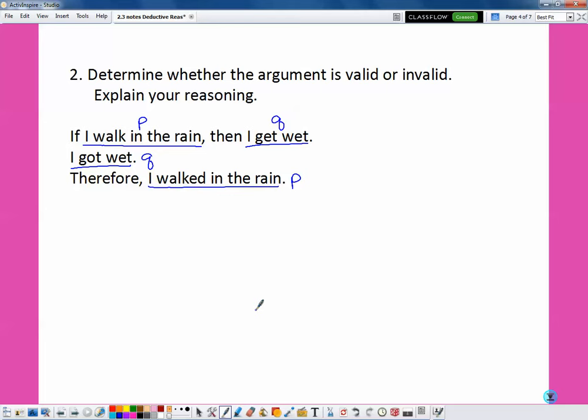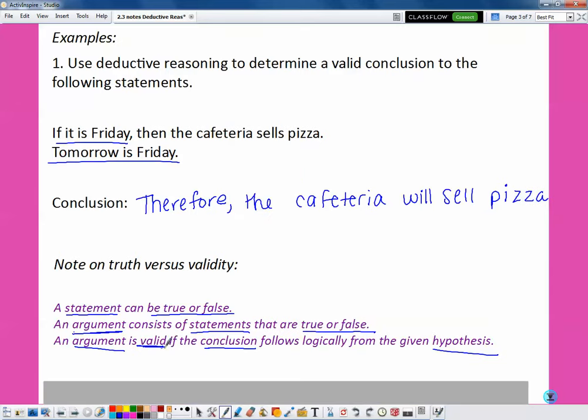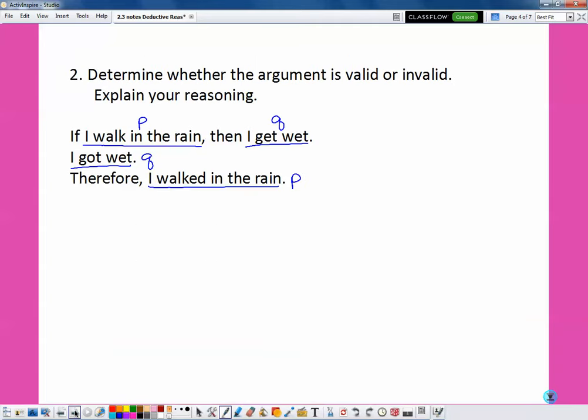One of the ways to tell if an argument is valid, remember, an argument is valid if the conclusion follows the hypothesis. Here, the hypothesis is at the end. It follows the conclusion, not the conclusion following the hypothesis. Therefore, this is invalid. They used the converse.